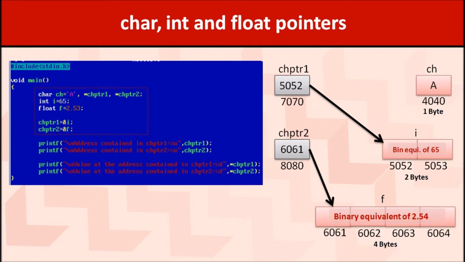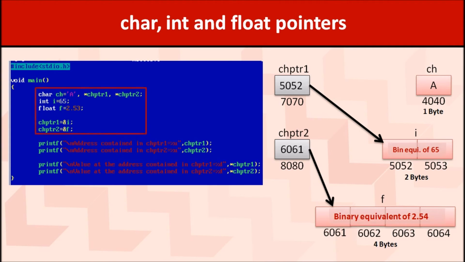Look at the another code. Here we have declared a character variable ch having the value 'a' in it. At the same line, we have also declared two pointers chptr1 and chptr2, which are pointers to character. Then we have declared variable i with the value 65 and variable f which is having value 2.53 in it.